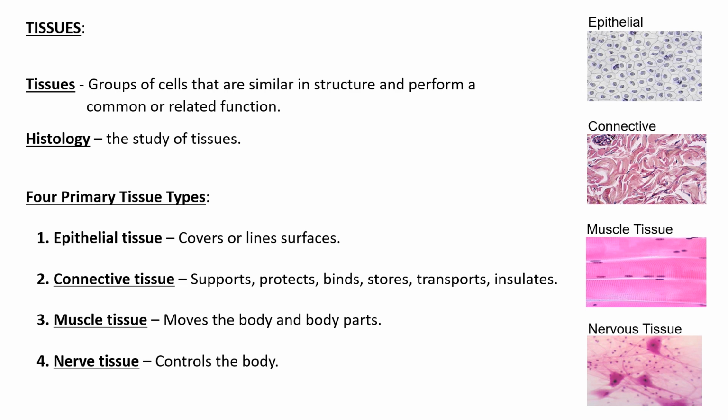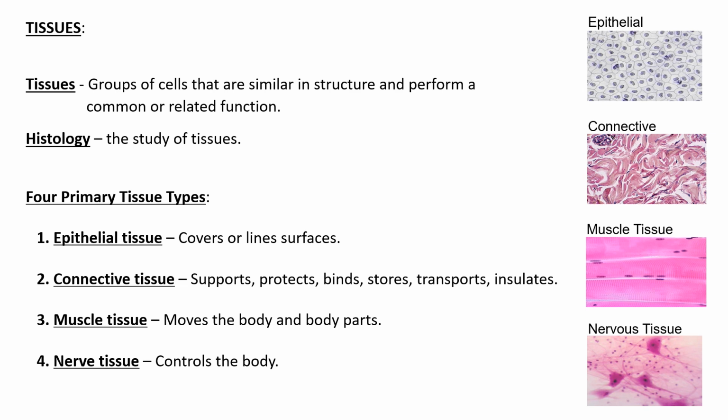Epithelial tissues cover or line body surfaces. So the outside of the body, the skin, is epithelial tissue, or lining cavities. There's connective tissues. They support, protect, bind, store, transport, and insulate. Muscle tissues move the body and body parts. They also can move substances through the body. And nervous tissue controls the body. So if you think of your brain, spinal cord, and nerves.